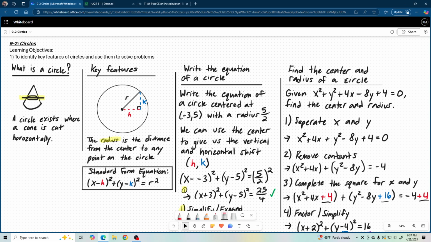All right. Next lesson is 9.3, where we talk about ellipses, which are kind of circles, but a little bit more weird looking, a little bit longer or wider. So, all right, I'll see you then.